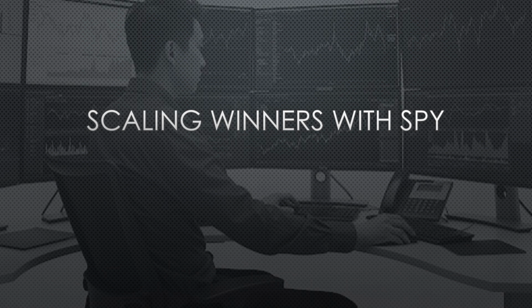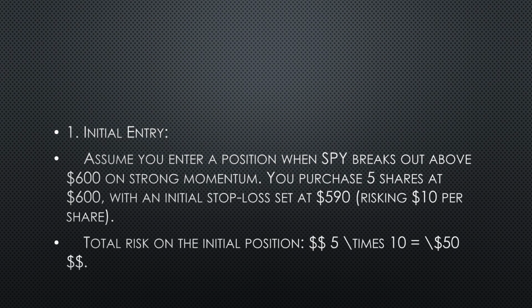Scaling winners with SPY. Initial entry. Assume you enter a position when the SPY breaks out above 600 on strong momentum. You purchase 5 shares at 600 with an initial stop loss at 590, risking $10 per share. The total risk on the initial position is 5 times $10, equaling $50.